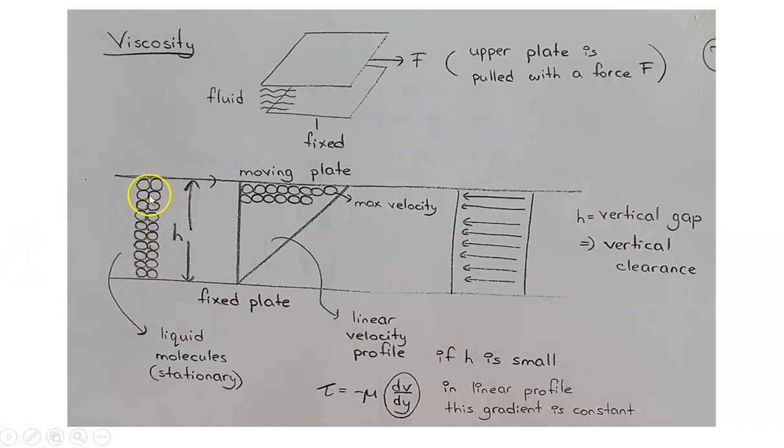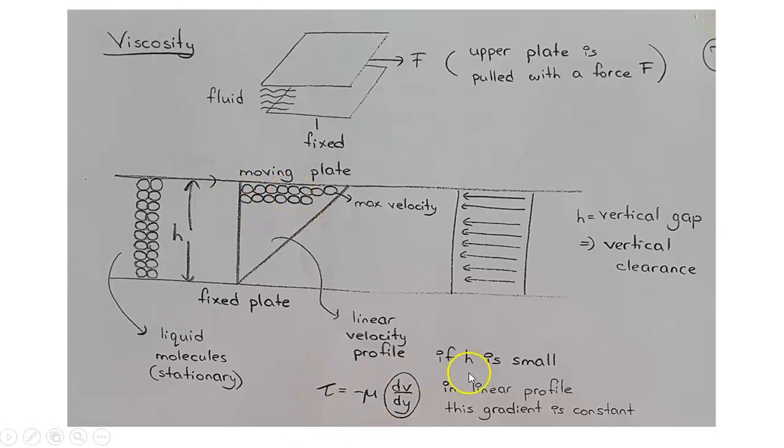These are liquid molecules which are stationary from the fluid. And then you can see between the two plates there is a height h, which represents the gap between the two plates, the vertical gap between the fixed plate and the moving plate. It is usually referred to as vertical gap or vertical clearance. And then you can see we have a linear velocity profile represented somewhere here, and we have the maximum velocity of the molecules.